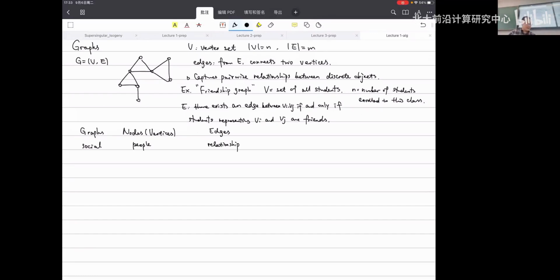But there can also be some other graphs. Let's talk about the World Wide Web. In that case, the nodes can be web pages, and the edges are hyperlinks. There are also some other natural graphs. For instance, we can talk about a transportation graph, where the nodes are stations and the edges are roads. I guess these are relatively natural.